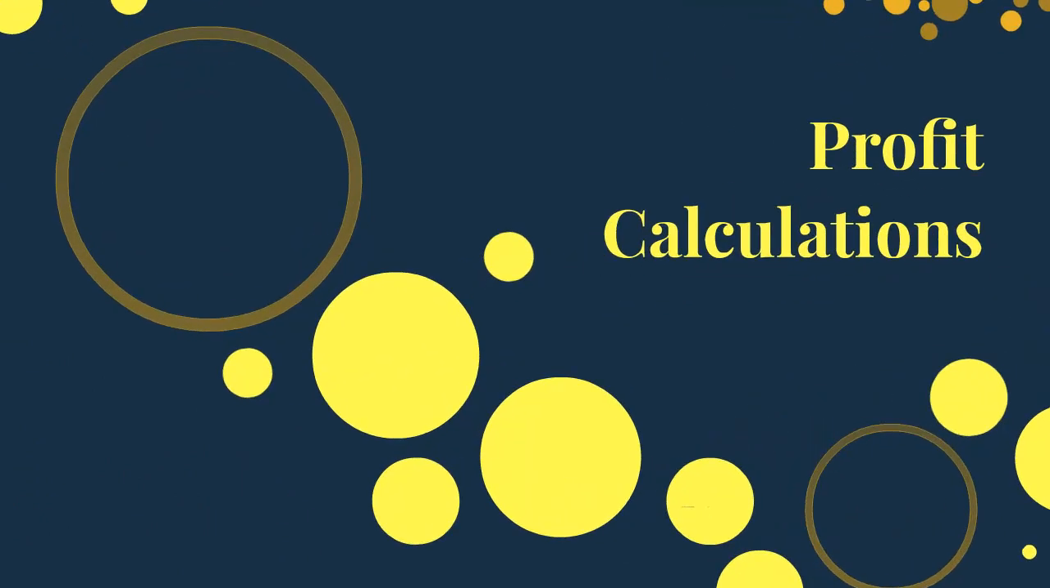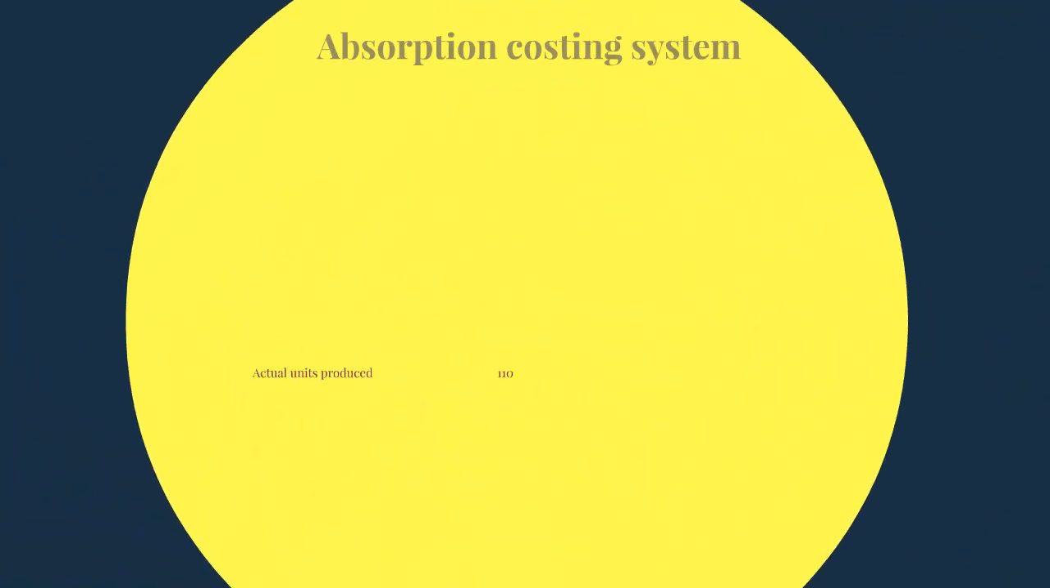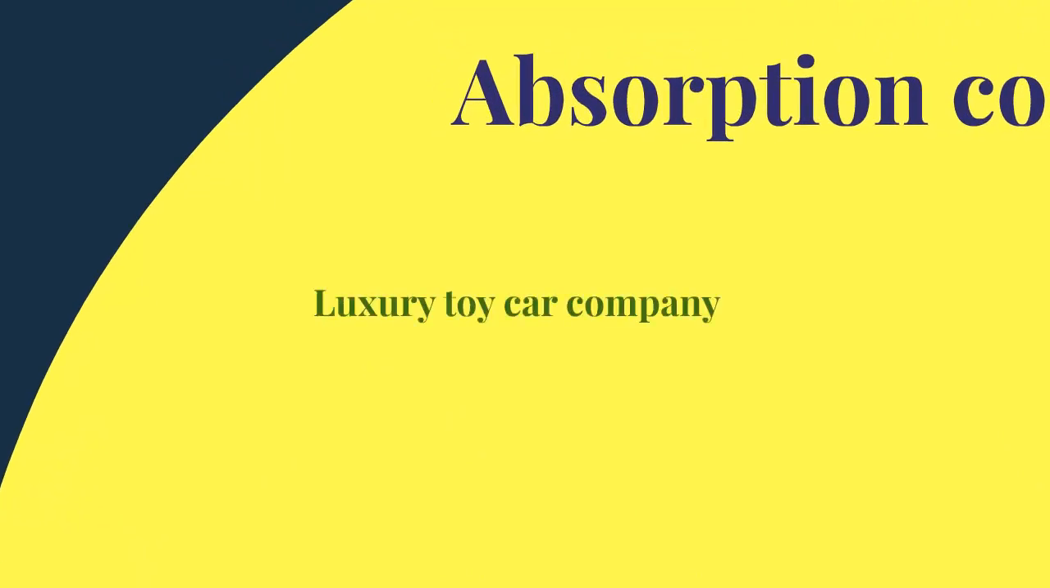So now that we know what marginal costing and absorption costing is, let's take a look at the profit calculations. Now, as you would expect, we get a different profit under both systems. So let's take a look at absorption costing first. Now, under an absorption costing system, and using the example of a luxury toy car company, we look at the variable production cost per car. So this is the costs involved in creating the car. But this is only the cost of production, your direct costs, which per car is £200.